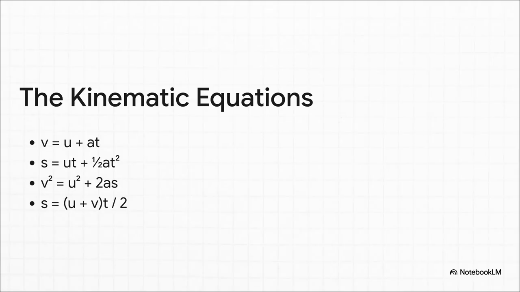These 4 equations right here, they're going to be your new best friends for solving motion problems. People often call them the SUVAT equations, just as a little mnemonic for the variables involved. They create this incredibly powerful link between our 5 key players: displacement, s, initial velocity, u, final velocity, v, acceleration, a, and time, t. And here's the magic. If you know any 3 of those, you can pretty much always figure out the other 2.